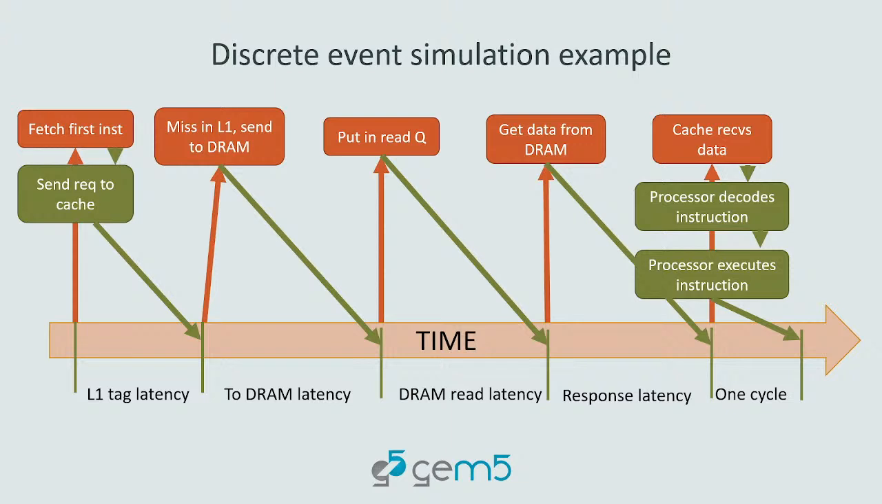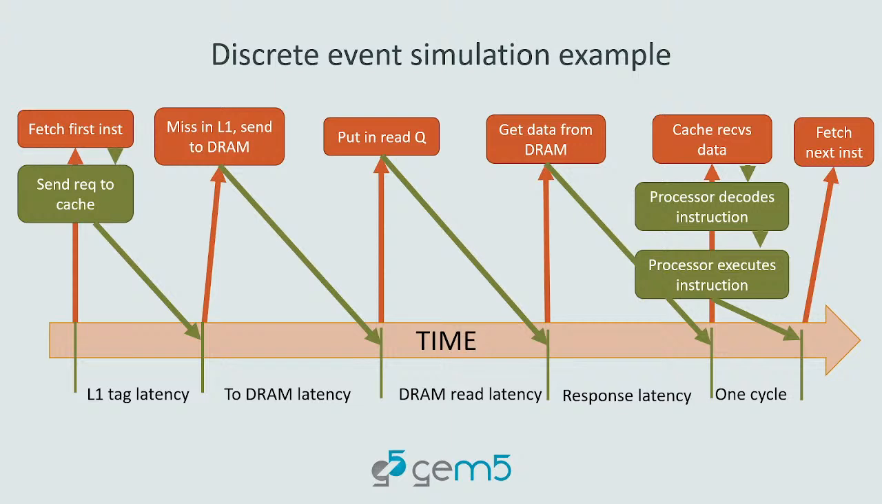Then the cache forwards that data to the processor, which decodes the instruction, and maybe at the same time executes the instruction. And then at some time in the future, the instruction is going to be ready to write back. Then it schedules another event for the future, which will fetch the next instruction. So this is somewhat like how the timing simple CPU works, which I'm pretty sure we'll hear more about tomorrow morning.